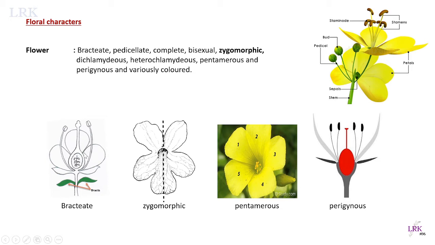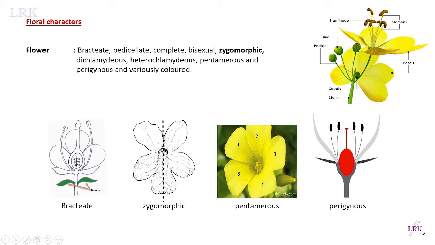And these flowers are zygomorphic in nature. Okay, zygomorphic means it shows bilateral symmetry. That means it can be divided into two equal halves in only one plane. You can see here, only in this plane we can make it into two equal halves. In no other plane can it be made into two equal halves.